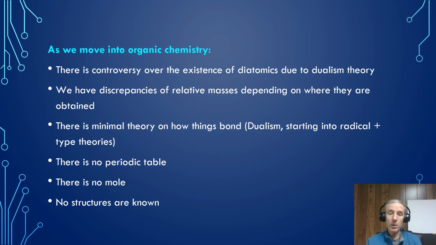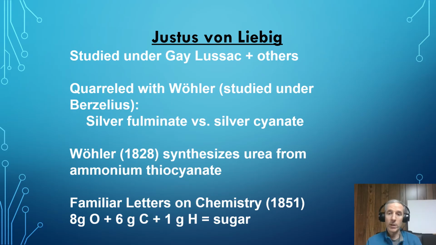What we can do is figure out masses and relative mass assumptions, which brings us to Liebig. Liebig studied under Gay-Lussac, as well as some other people. In the 1820s, he gets into a fight with Wöhler, who studied under Berzelius. The discrepancy is that Liebig synthesized silver fulminate. You can remember that because Liebig, as a small child, was fascinated with explosions, and obviously fulminate's an explosive.